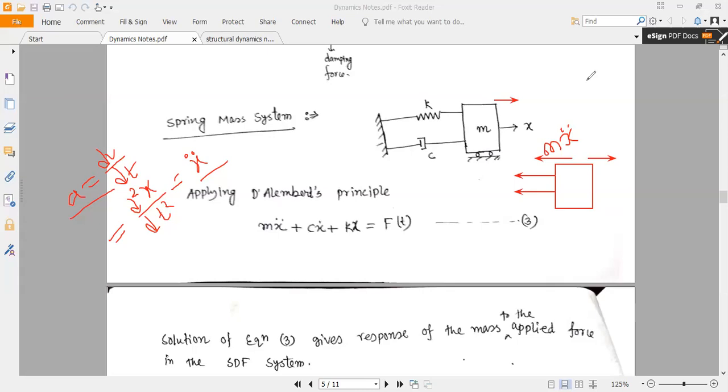So x is the displacement, and you know how to find the displacement. F by x is equal to k. The force for which there is a displacement, that is equal to F. So F is equal to kx, so k is equal to F by x. Are you getting it? Yes, sir. F is equal to kx, so k is equal to F by x. F is nothing but the force, and x is the displacement.